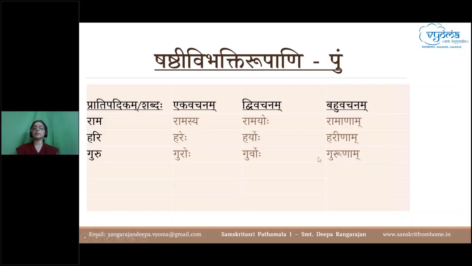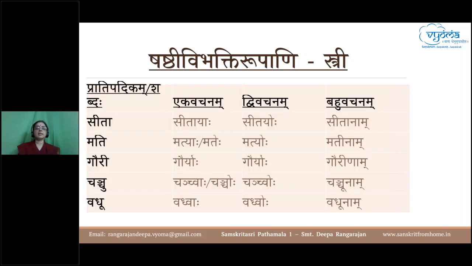Harinam, Gurunam, right. So, Ramasya, Ramayoho, Ramanam. Harehe, Haryoho, Harinam. Guroho, Gurvoho, Gurunam. So every slide, I will repeat it twice. In the meantime, if you want to note it down, it will be easy for you to do the exercise at the end.